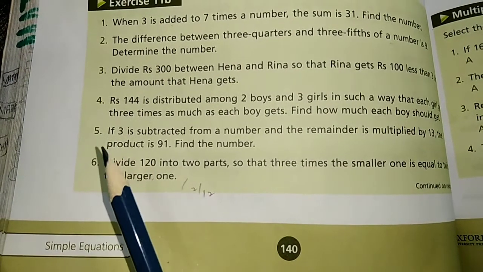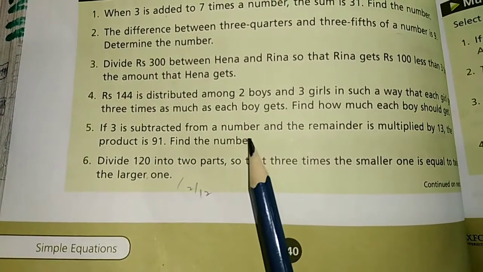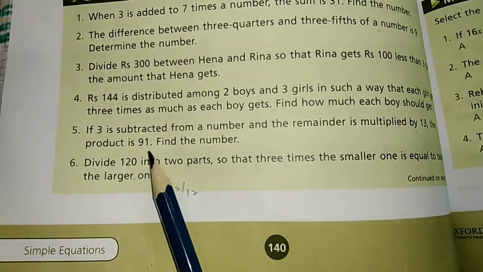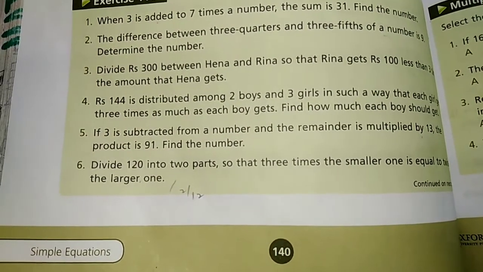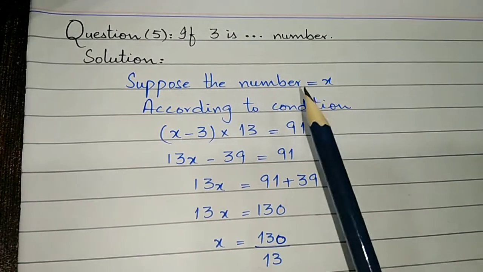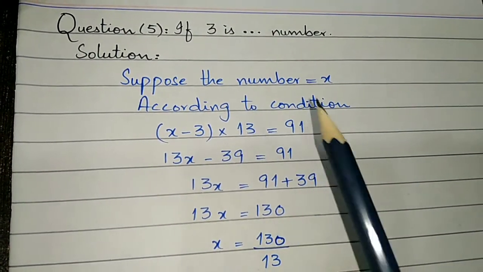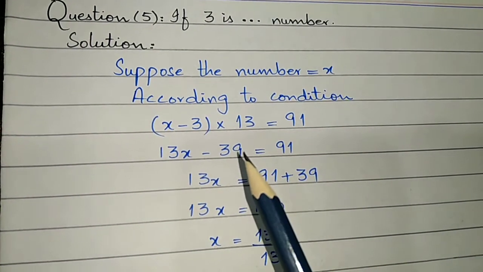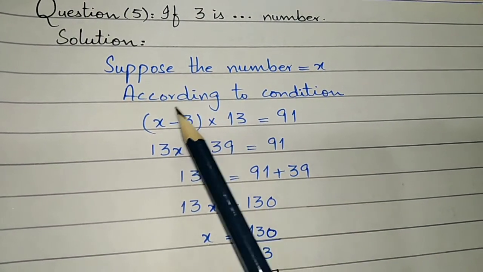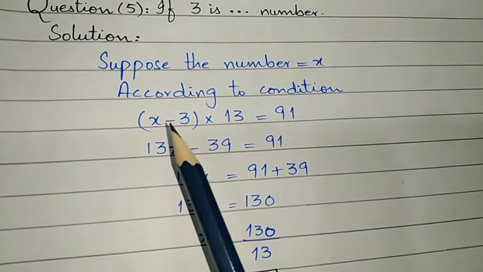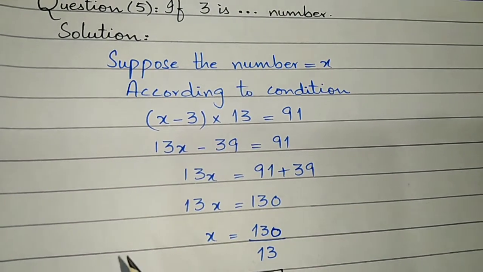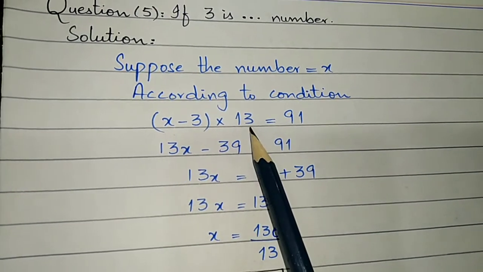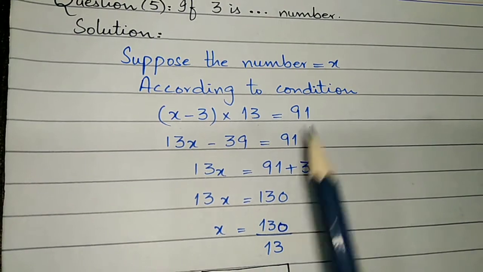The next question is 5. If 3 is subtracted from a number and the remainder is multiplied by 13, the product is 91. You have to find the number. So suppose the number is x. Now according to the conditions, if 3 is subtracted from a number, it means x minus 3. And the remainder is multiplied by 13, so it means x minus 3 times 13.